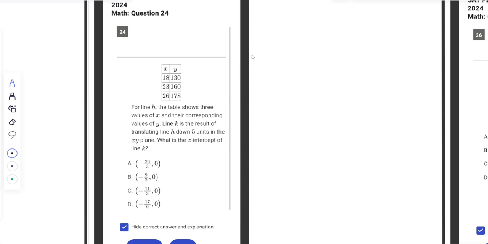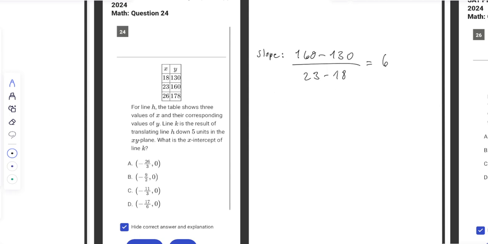If you want to find the equation for this line, we could start with the slope. Slope will be pretty simple. We can take one of the y values minus another y value, and then subtract their corresponding x values as well. I just took these first 2 points. So that's 30 over 5, so the slope is 6.